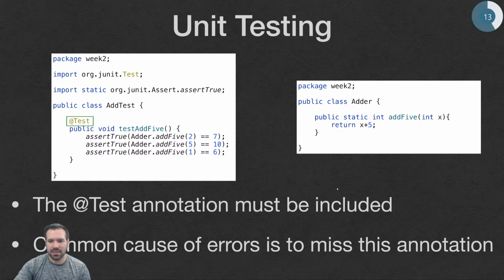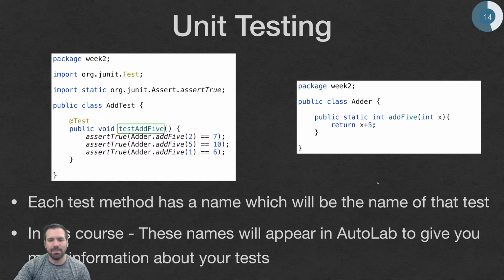A test, don't forget your test annotations. So a test method will have a name equivalent to whatever name you give the method. So I'm writing a test named testadd5 at this point. Whatever you want to name your method, that's the name of your test.